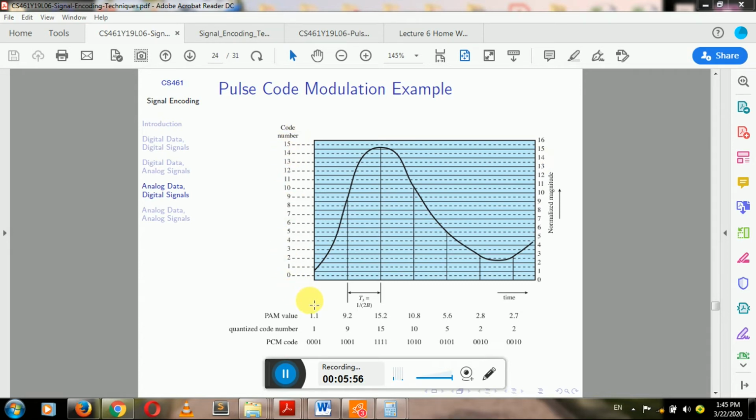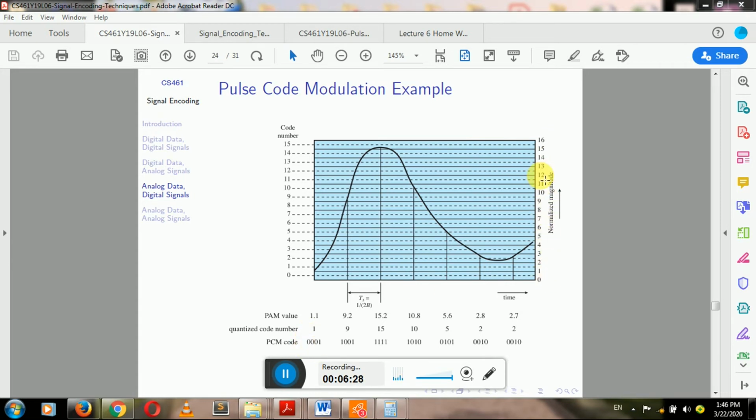Then we match using our sample interval. Then we convert that amplitude value, the signal strength amplitude value, into binary. So for example, here we take 0, so it falls on the corresponding PAM value 1 level, so we change that one into 0001. So the number of bits is 4 because we have used 16 levels.